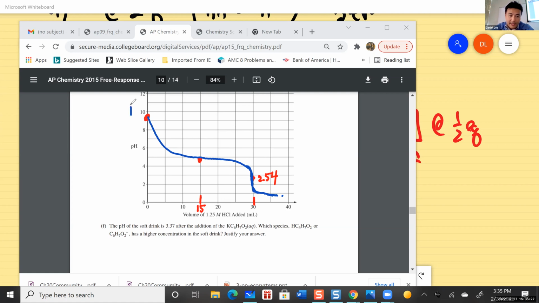This is a weak base titrated by strong acid, and at the half equivalence point, the amount of base must equal the amount of conjugate acid. So pH is always pKa, and that is always true at every single half equivalence point. And that's it. Okay, there's part F. I'll go over more titration next time.